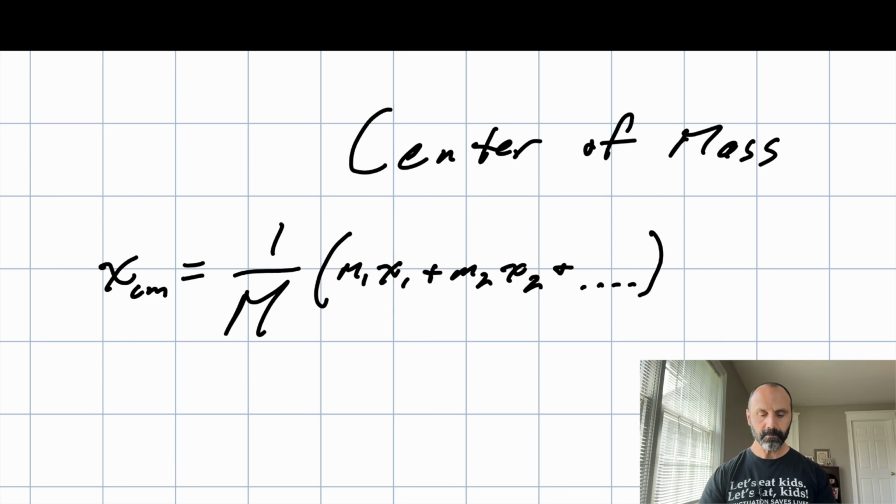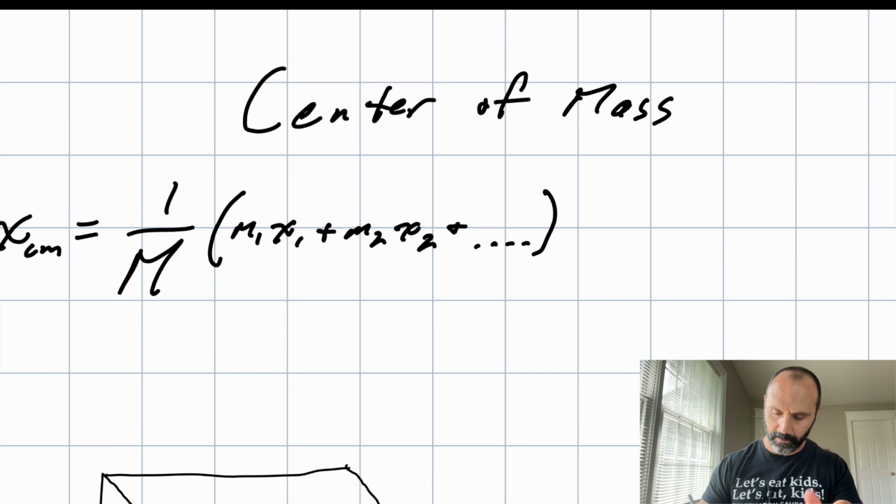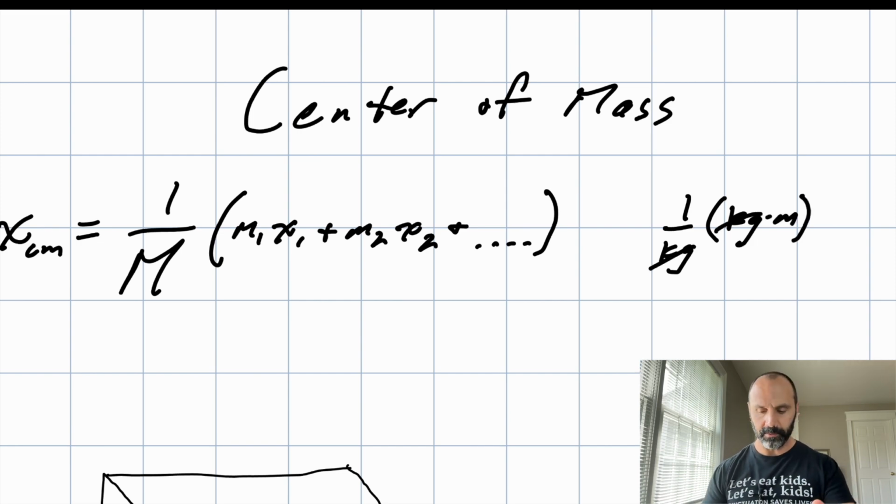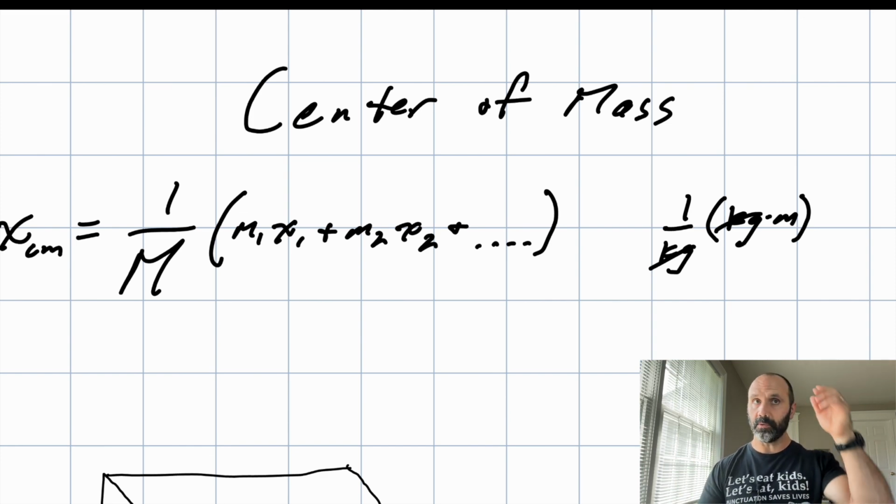Right. Notice that when it comes to the units here, the mass cancels out. What we have is 1 over kilograms times, and then out of the parentheses we're getting kilograms meters. Those are our standard units. So the kilograms cancel out, and we're just left with meters, which is what we want, right? We're looking for an x coordinate, so that should have the unit of meters.